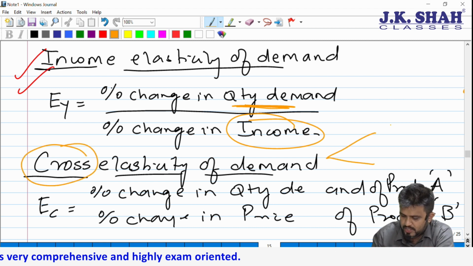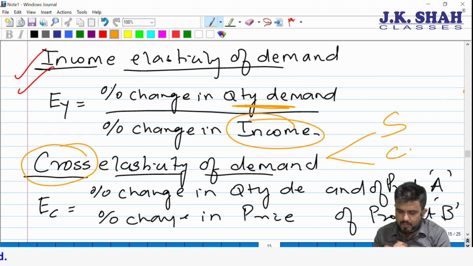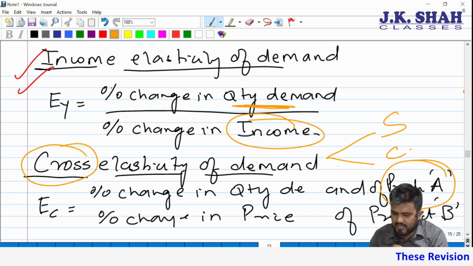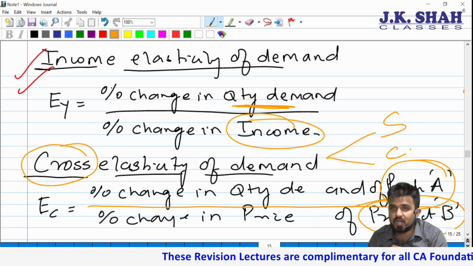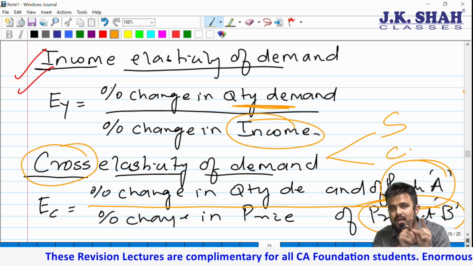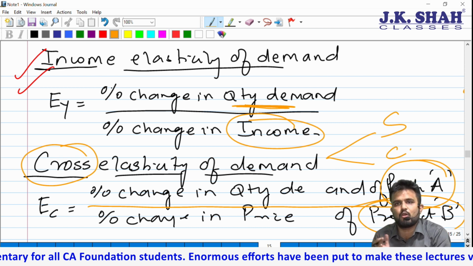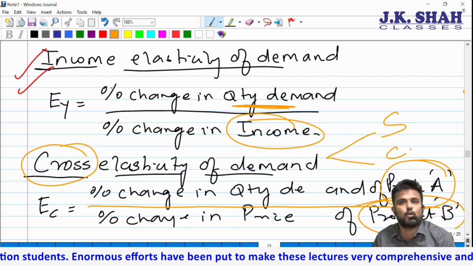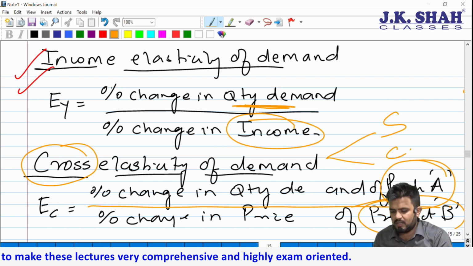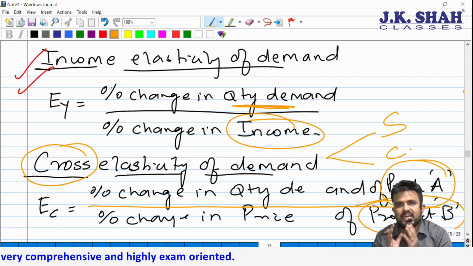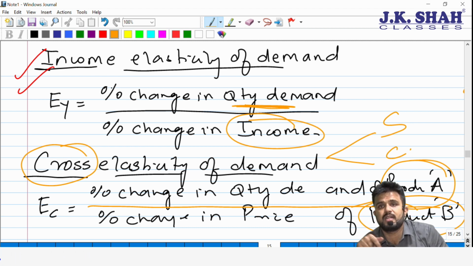Next is cross elasticity. Moment you think about cross, two things: supplementary goods and complementary goods. So EC is equals to percentage change in quantity demand of product A upon percentage change in price of product B. Product A's demand, product B's price. Like when tea becomes expensive, people may consume coffee. So tea is your product B, coffee is product A. So your coffee will be in numerator, tea will be in denominator. So what's the formula for cross? EC is equals to percentage change in quantity demand of product A upon percentage change in price of product B.